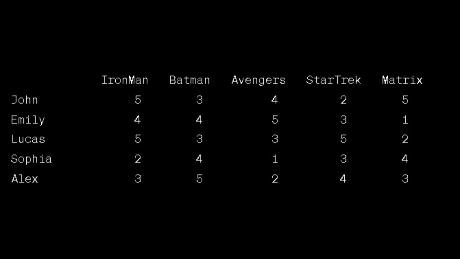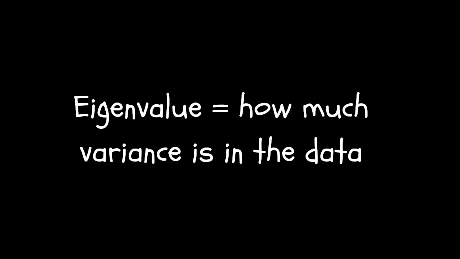Now, you might ask, how much does the shape change along these directions? That's where eigenvalues come in. They're the numbers that tell us the exact amount of change along these special directions. In the context of data science and statistics, eigenvalues do indeed help explain the variance in the data.